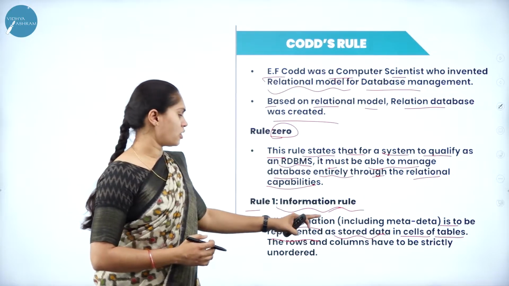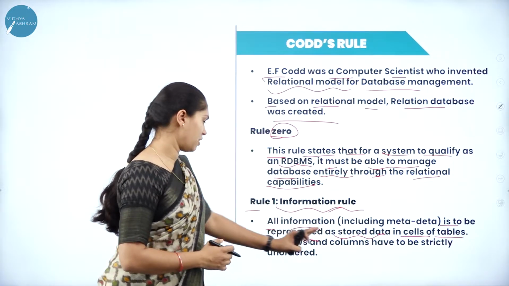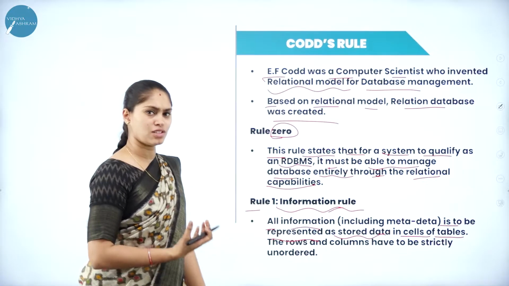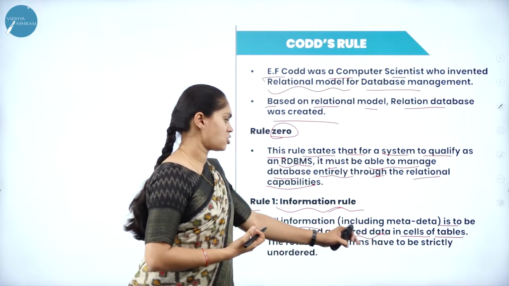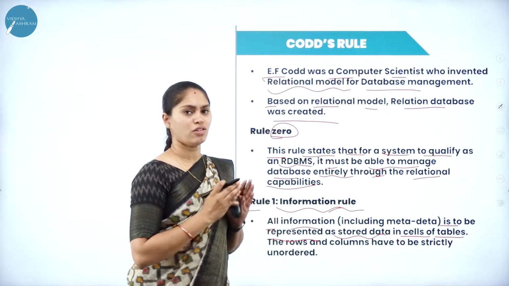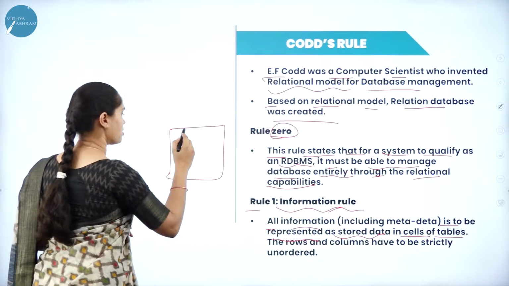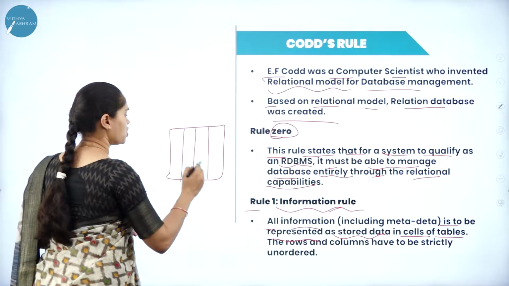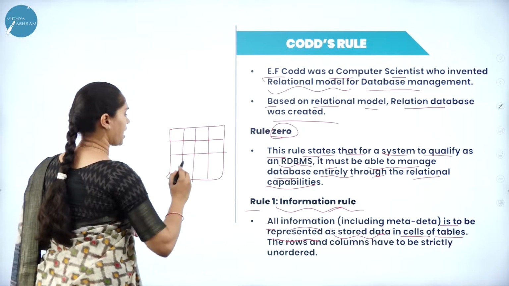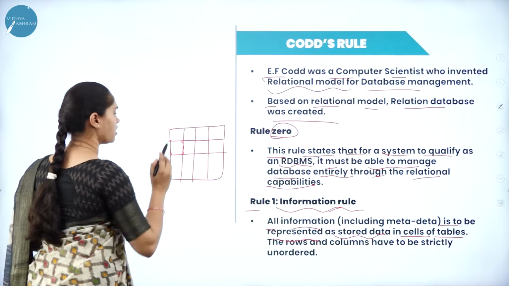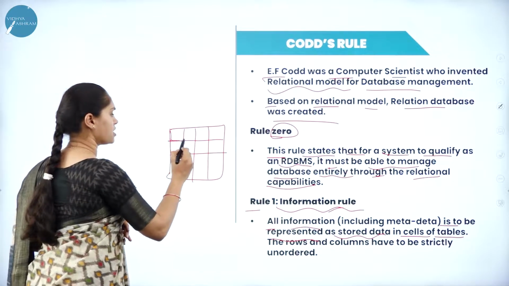But when it comes to rule 1, the information rule, whatever information we have is going to be represented as stored data in the cells of a table. For example, if you consider this one, a cell is going to be a collision, or the intersection, between the rows as well as the column. So if you consider this, this will be the cell.